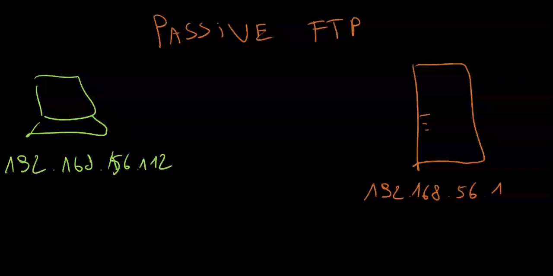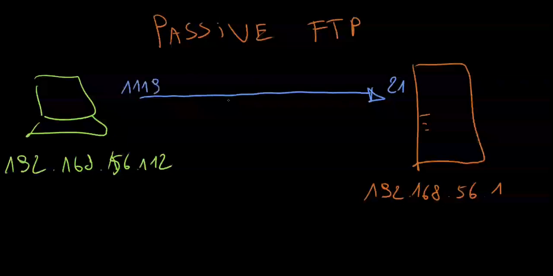So the first thing the client does is establish a control connection. It's going to port 21 on the server, and it's using a higher port number, for example like this, to establish an FTP control connection. It's using the typical SYN/ACK sequence to establish this connection.